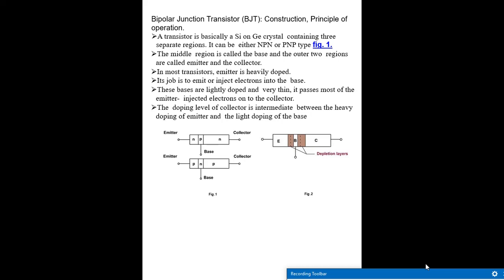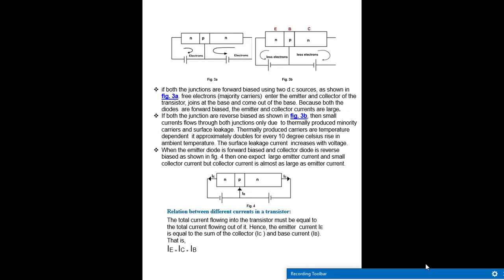Some of the electrons will be flowing through the base, of which a few electrons will be stopped by the base, and the remaining electrons will be sent to the collector. And this collector will collect them, and it will be sent to the load or to the multimeter or ammeter, whatever we have.